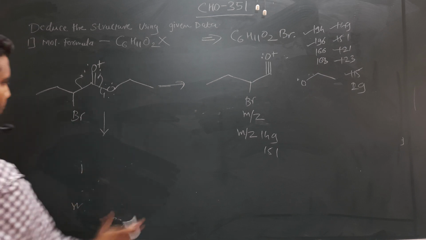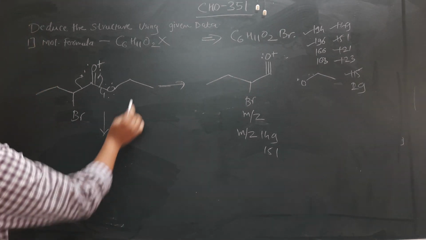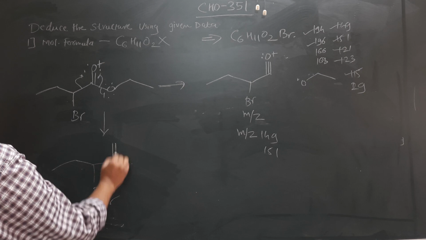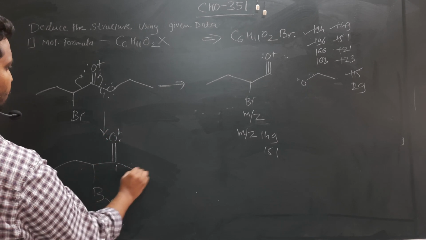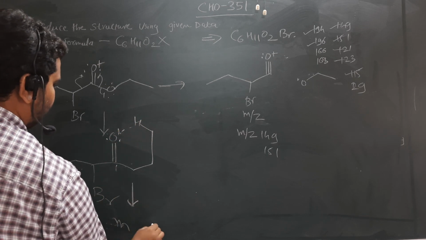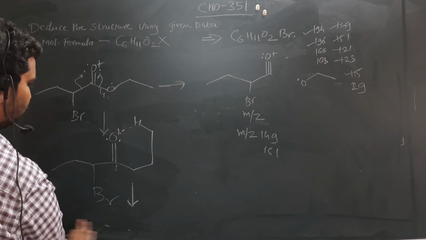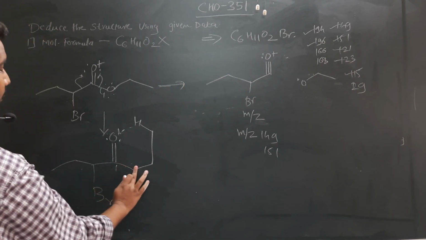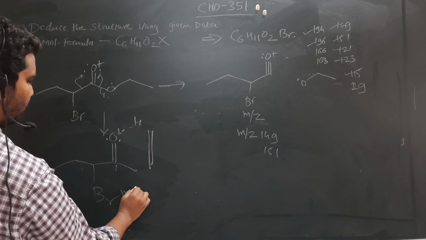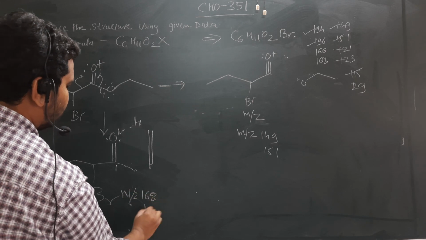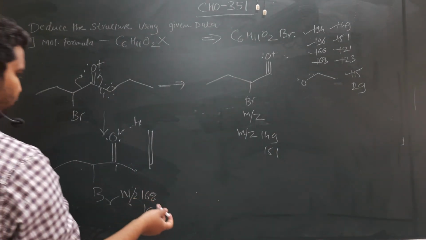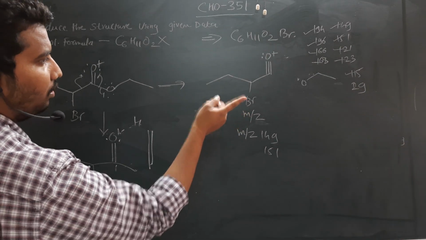Then there is the question of 166, 168. After McLafferty, you will get this fragment. This will give M/Z 168, 166. Done. Remaining is 29.